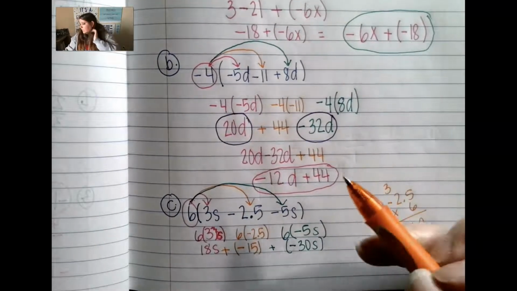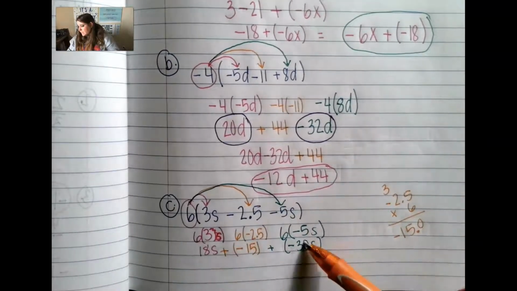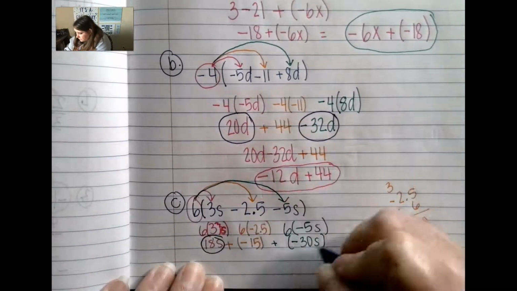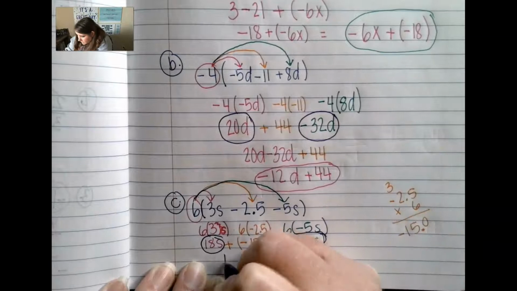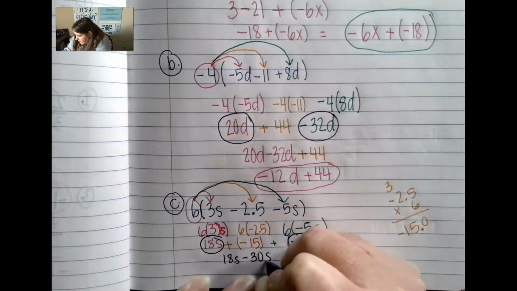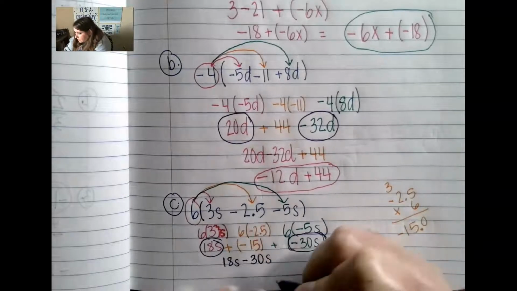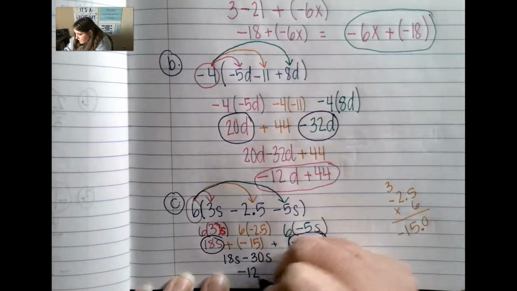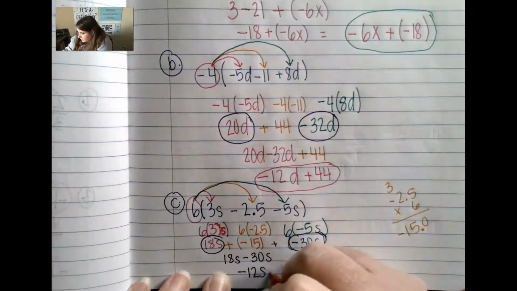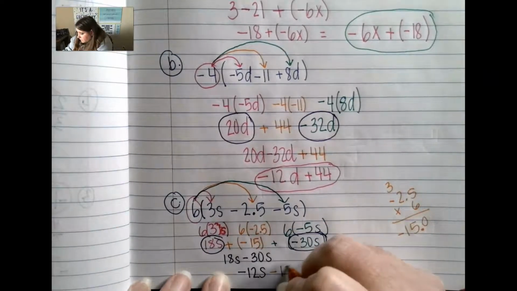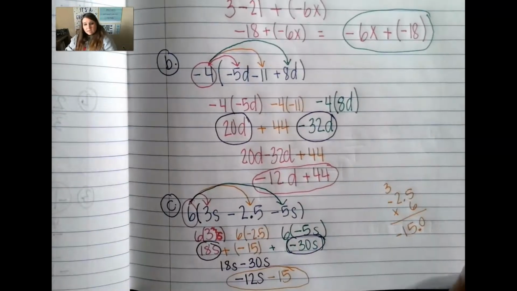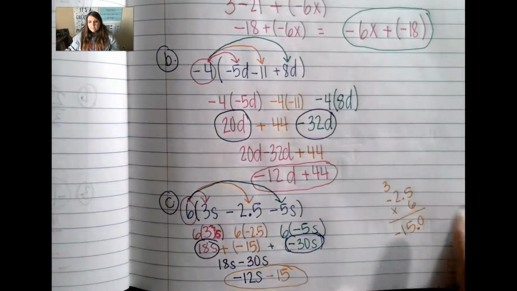All right, so we have s's and s's, so let's go ahead and put our s's together. So 18s minus 30s. So, oh my gosh, that gives us a negative 12 again, negative 12s. Minus, so we're just going to drop down this 15 right here, minus 15. So negative 12s minus 15.